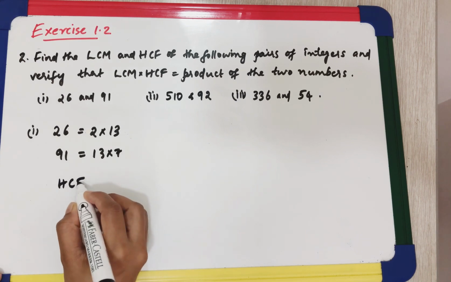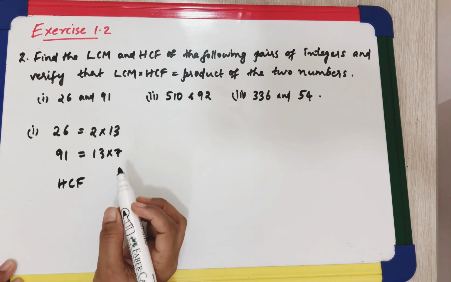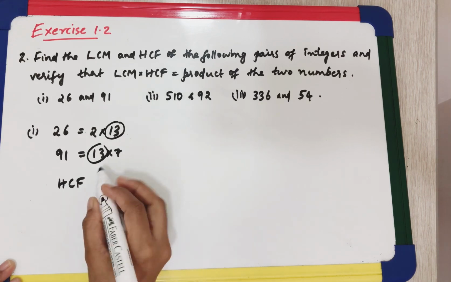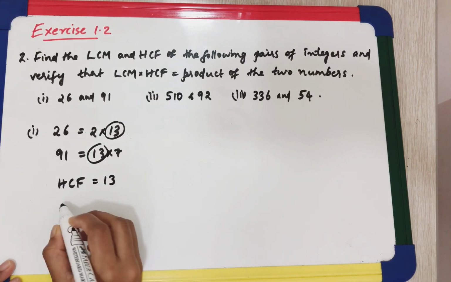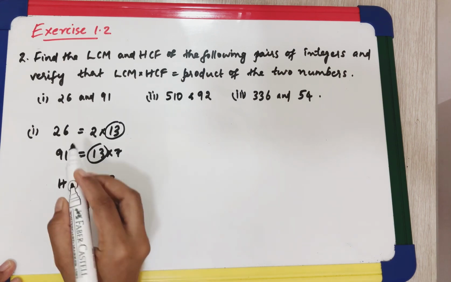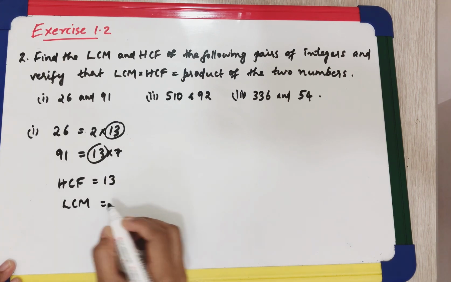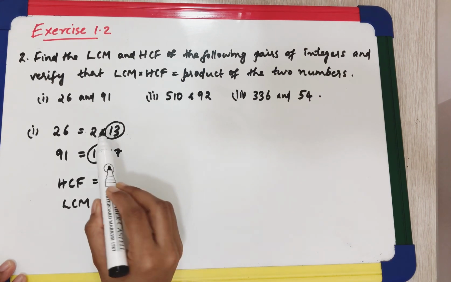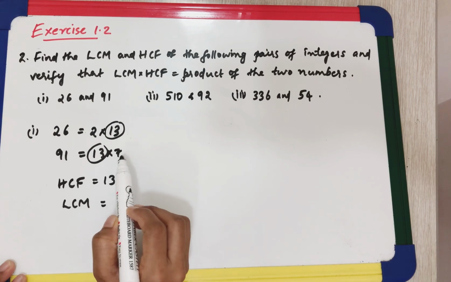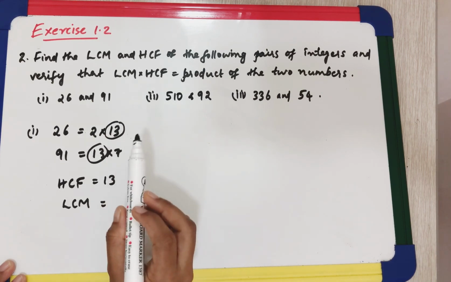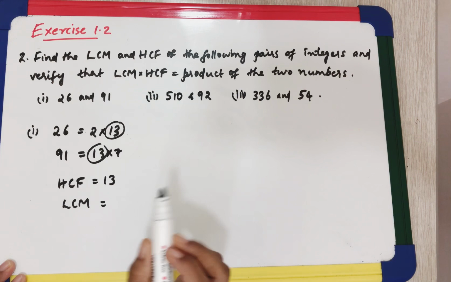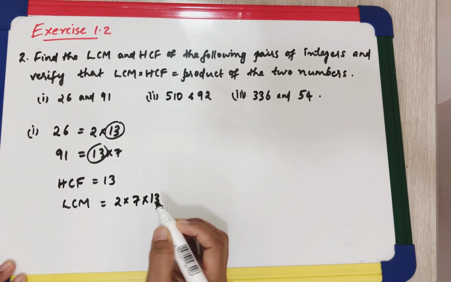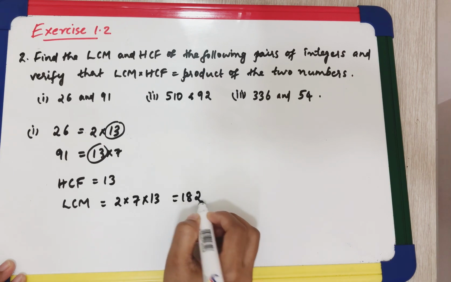Now HCF. HCF is the product of the smallest power of the common prime factor. Here the only common prime factor is 13. Therefore HCF is equal to 13. LCM of 26 and 91 is the product of the greatest power of the prime factors involved. Here the prime factors are 2, 13 and 7. Hence the greatest power is also 1. Hence LCM is equal to 2 into 7 into 13, which is equal to 182.